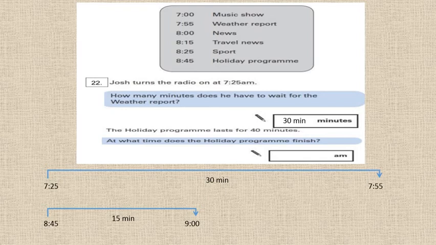The holiday program lasts for 40 minutes, so 40 minus 15 equals 25 minutes, so I need to walk another 25 minutes. So 9 hours plus 25 minutes is going to be ending at 9:25 a.m. This is the answer for question number 4.